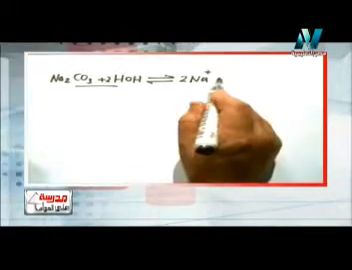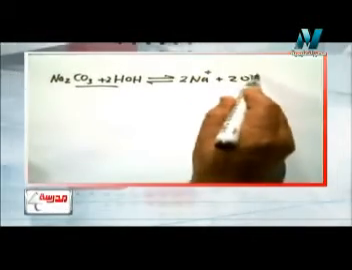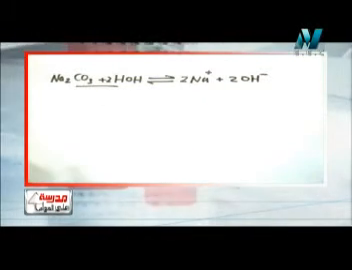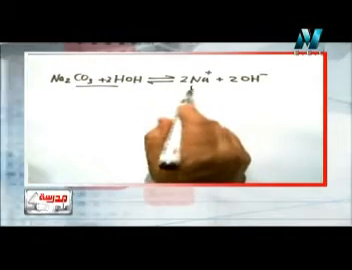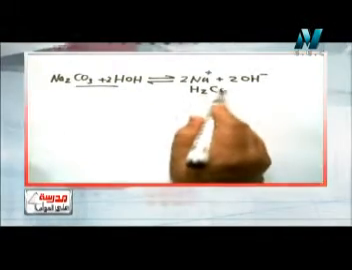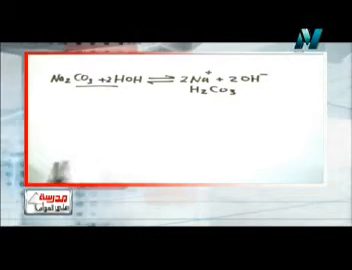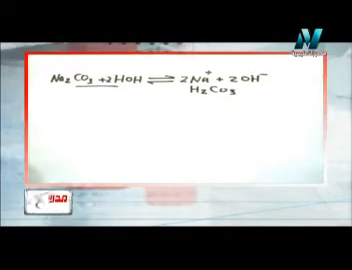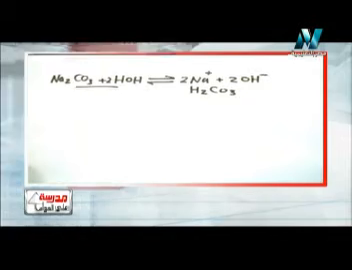2Na⁺ + 2OH⁻, because it is a strong electrolyte. While H₂CO₃ is carbonic acid, it is a weak acid. Weak means that it is not completely ionized. Only a partial amount of this acid can be converted into ions.